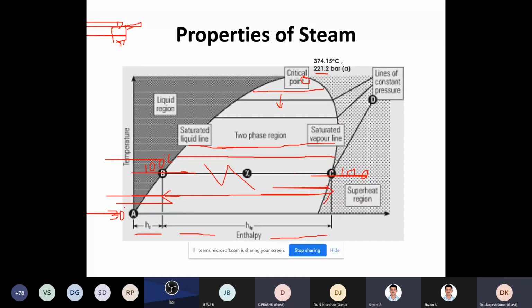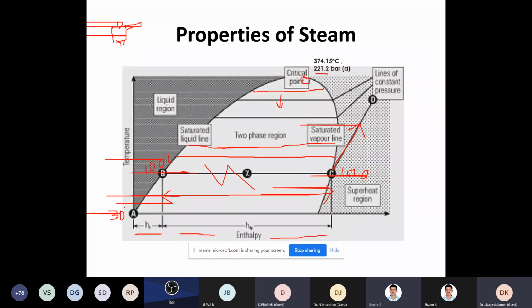But if you heat this 100-degree steam further, then the temperature increases. So water has converted from 100-degree water to 100-degree steam. Further heating, there is superheating involved. The temperature rises now. Here the temperature is constant during the phase change, and afterwards the temperature rises. So this is called the superheated region. In the superheated region, the temperatures are higher than the saturation temperature. So superheated steam is used in the power plants.